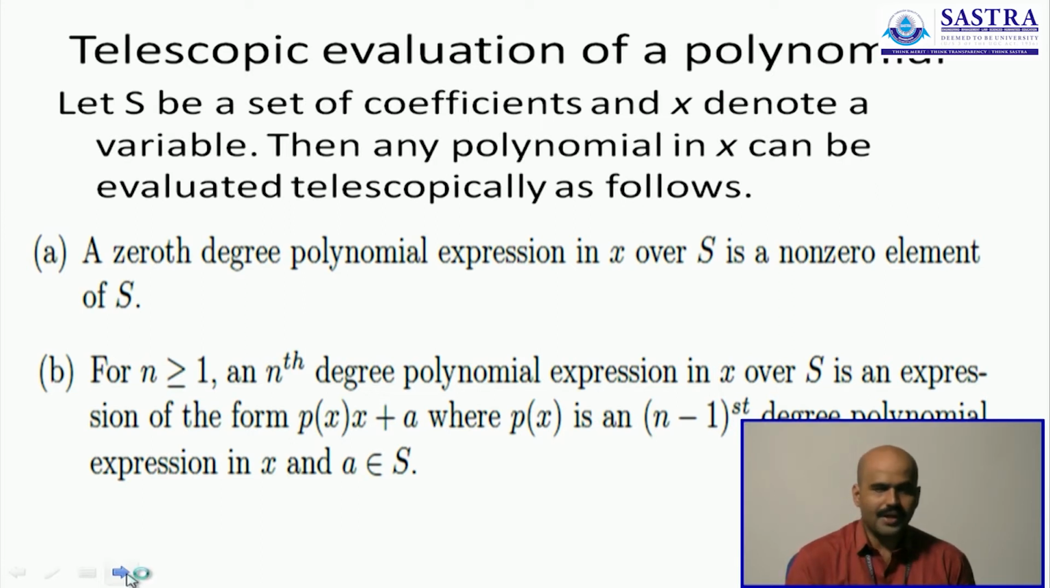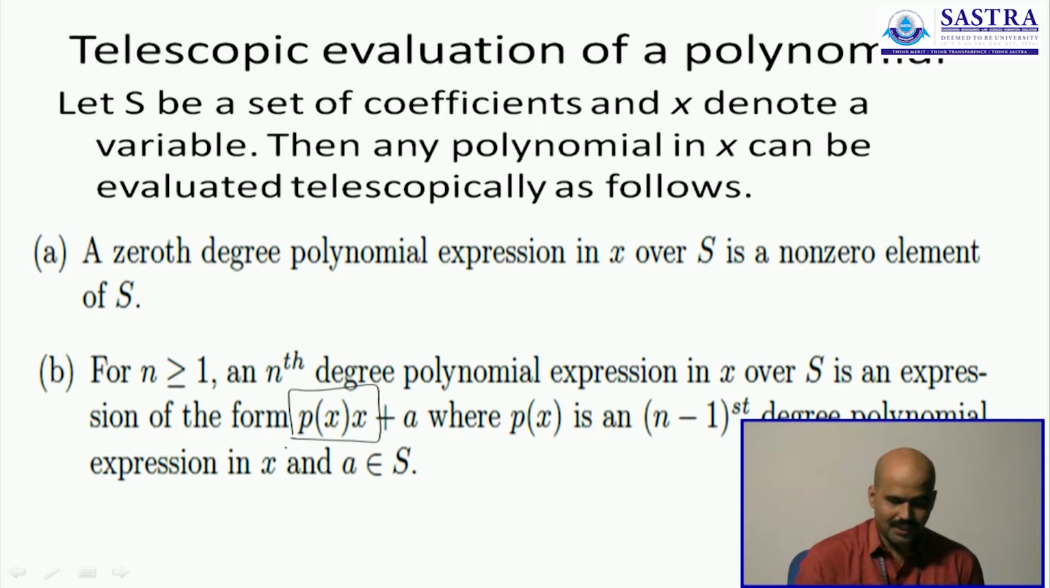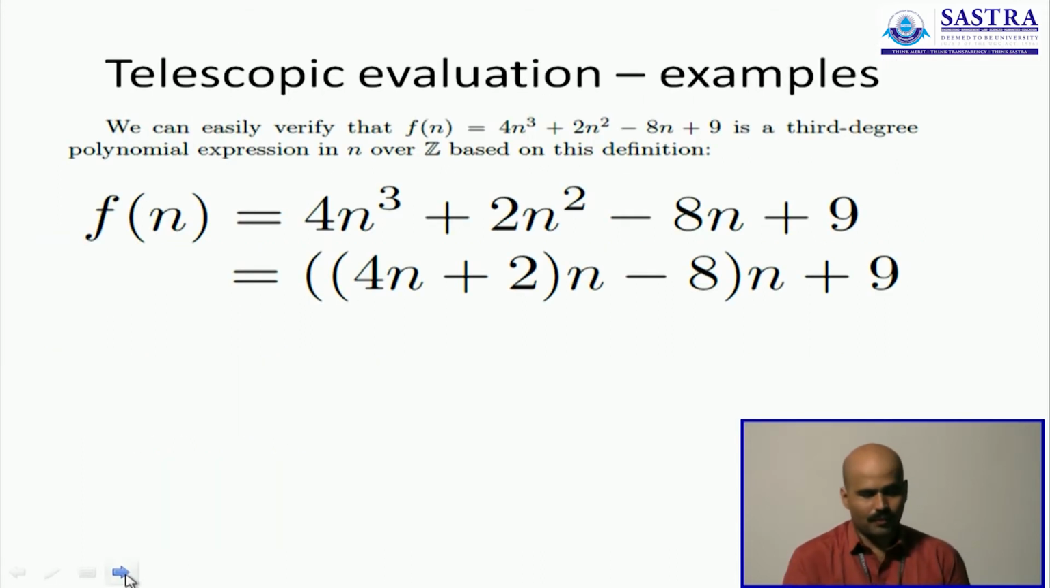And for all n greater than or equal to 1, an nth degree polynomial over S is an expression of the form p of x times x plus a. You see here, it is p of x times x, where p of x is an n minus first degree polynomial expression and a belongs to S. Now, you will have more clarity about this when we have a look at a couple of examples. This is the first one.